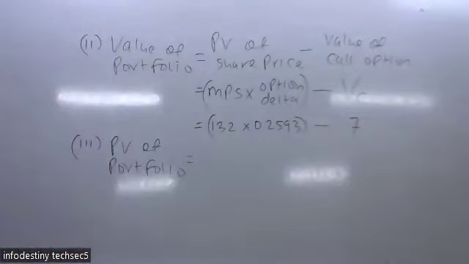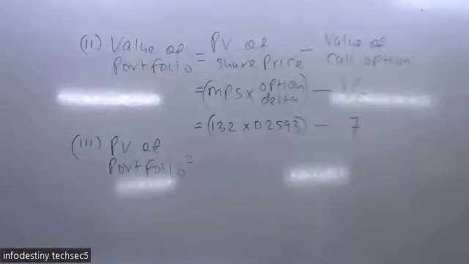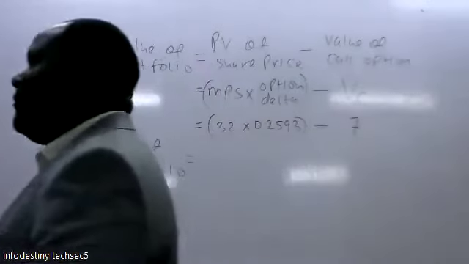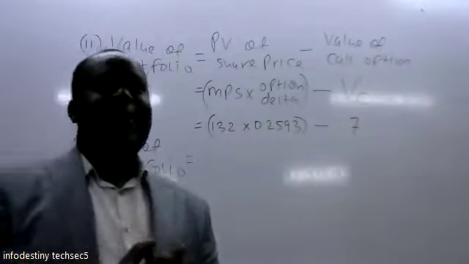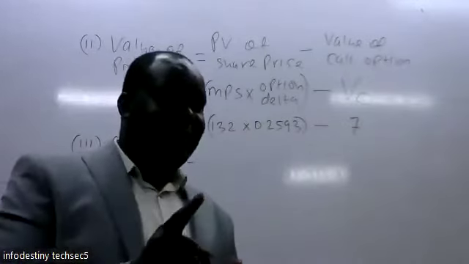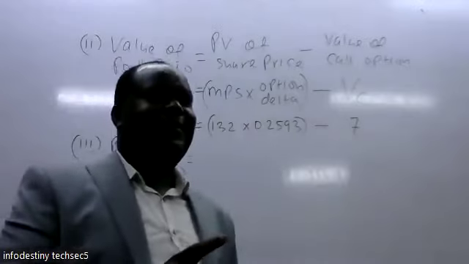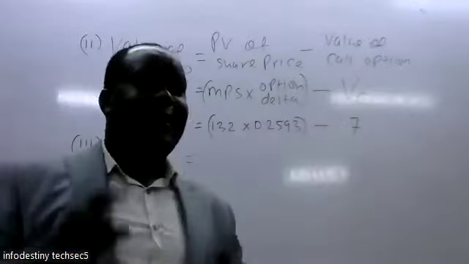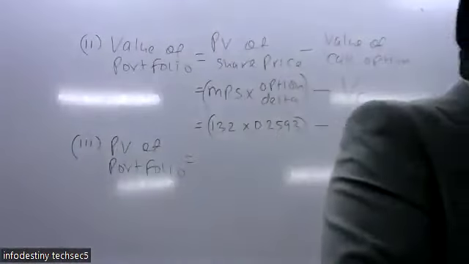Otherwise, you start afresh, because there must be a mistake somewhere. If both of them are positive, it means there is a mistake somewhere, because there must be two prices. One should be above the exercise price and another one should be below the exercise price. So you see 132 is above 125. The other one must be below 125, because that is now the benchmark.